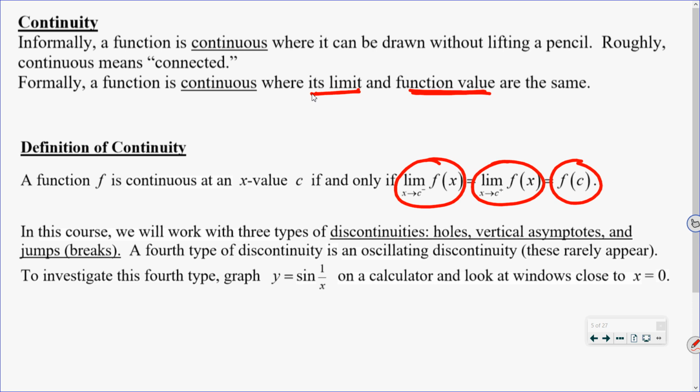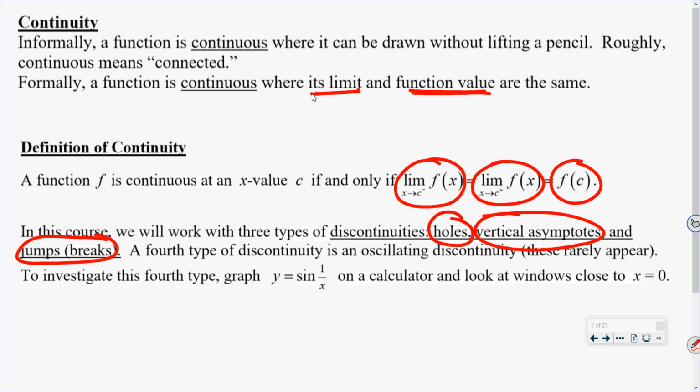In this course, we're going to look at 3 main types of discontinuities. They're going to be holes, and we have examples of all those on that graph. We'll go back to it. We have vertical asymptotes, and we have jumps. There is a 4th type, which is called an oscillating discontinuity. They hardly ever happen. We're not going to really worry about that too much in here.